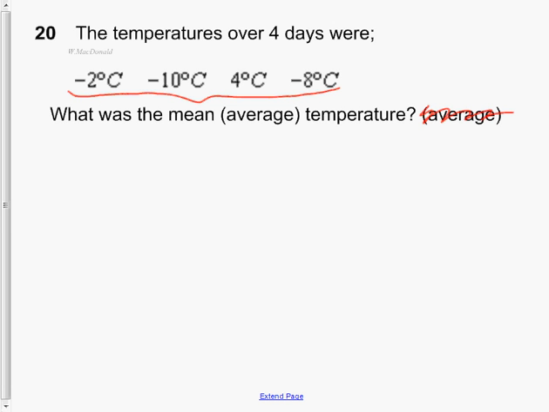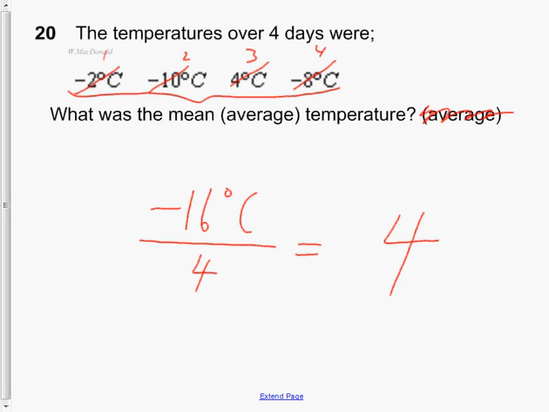So -2 plus -10 is -12. -12 plus -8 is -20. And -20 plus +4 is -16 degrees Celsius. So the sum of those temperatures is -16. You divide it by the number of temperatures. There were 1, 2, 3, 4 temperatures in total, so divide it by 4. 16 divided by 4 is 4. Opposite signs means a negative answer. So therefore, the average temperature of those 4 days was -4 degrees Celsius.